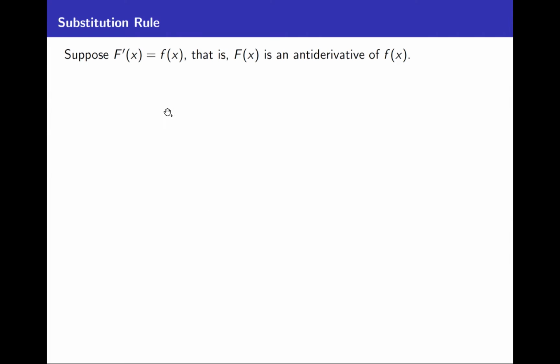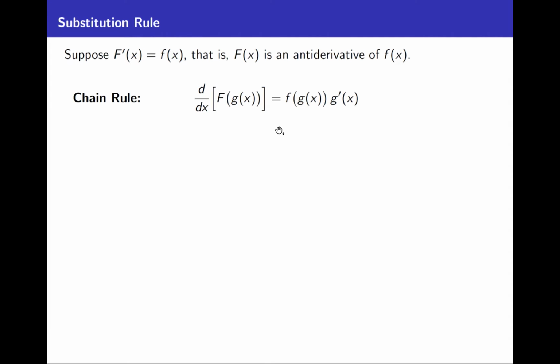It's really rather simple, and it's the chain rule in reverse. Suppose you have a function big F of x, and big F prime of x is equal to a function little f of x. So that would mean that big F is an antiderivative of little f of x. The chain rule would say that d/dx of big F of g of x is little f of g of x times g prime of x. That's just the chain rule for differentiation.